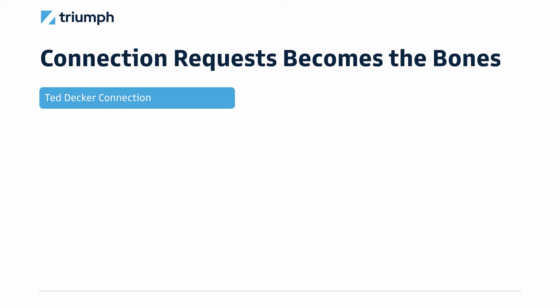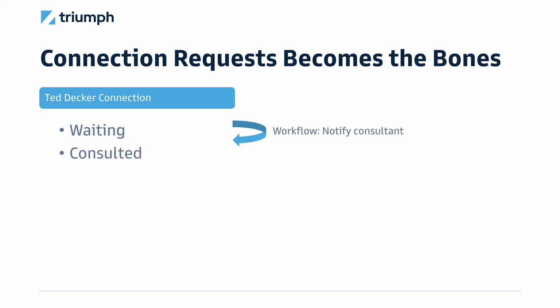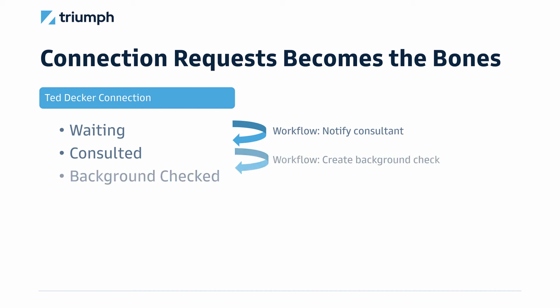Okay, so what's a better way to handle this? Instead of using a workflow to handle the whole volunteer onboarding, using connection requests becomes the bones and provides structure to this process. So in this case, we can have a connection come in, maybe for Ted Decker, and initially the status will be waiting. And as that status changes, workflows can fire to do additional steps and to help automate this process. And so as the states change, different workflows are launching. And these workflows are unique and handle one event and handle one thing.